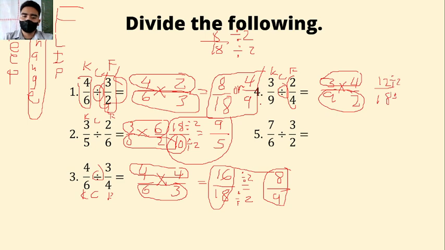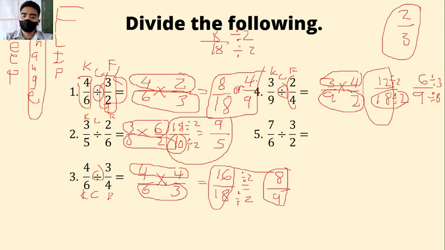So divide them by 2. So 12 divided by 2, the answer is 6. 18 divided by 2, the answer is 9. So is 6 over 9 the final answer? No. Why? They are still divisible by 3. So 6 divided by 3, the answer is 2. 9 divided by 3, the answer is 3. So the final answer is 2 over 3 or 12 over 18.